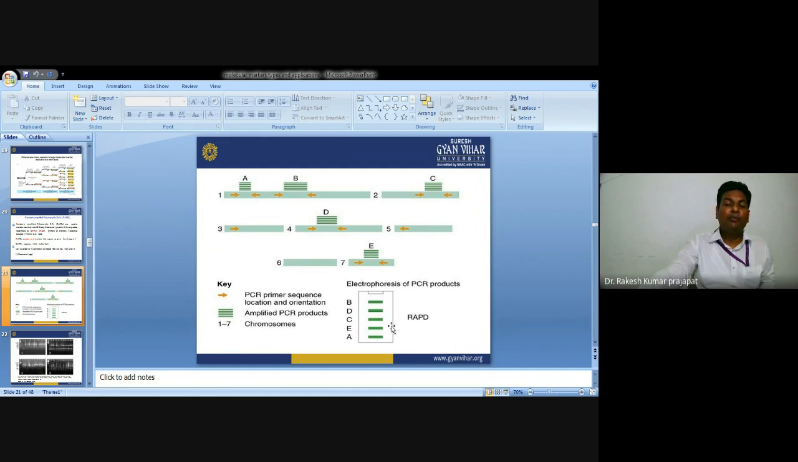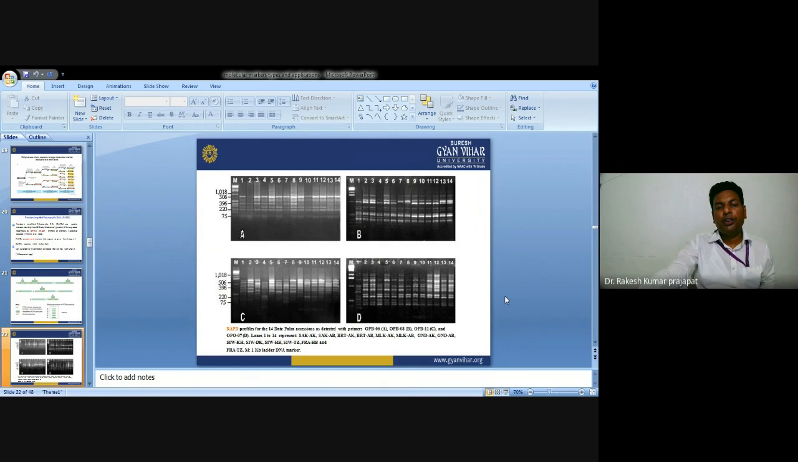Then we look for the polymorphism. This is what the RAPD profile looks like. You can see that if random amplification is there, it will give you random fragments.